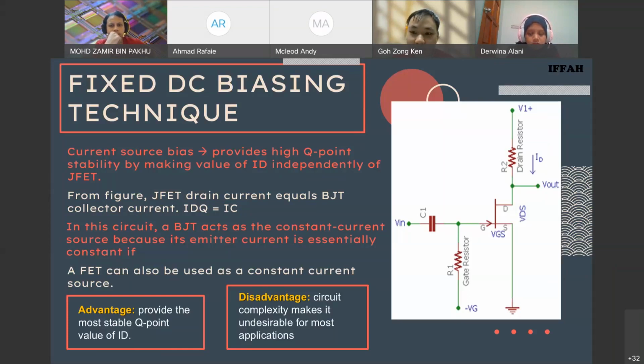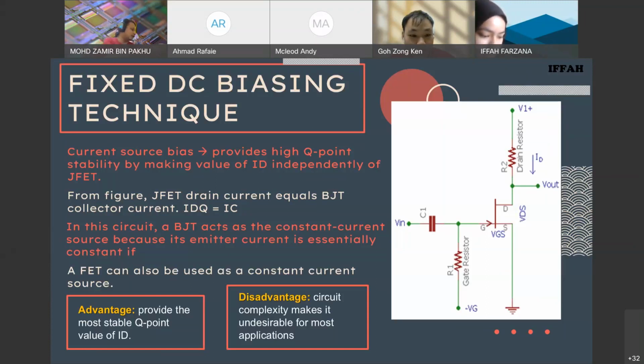Q is operating point. Sorry, I couldn't hear clearly. Q what is what? Operating point. Is there any specific meaning of the Q there? Question point. What is Q there? Q point. What is Q? Is there any meaning of Q? Quality, I don't know. What Q is that?